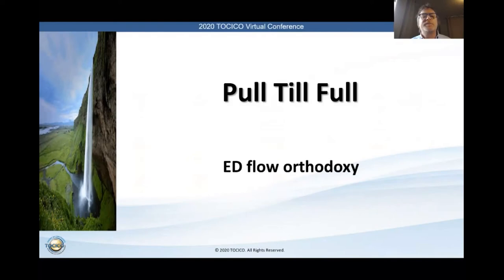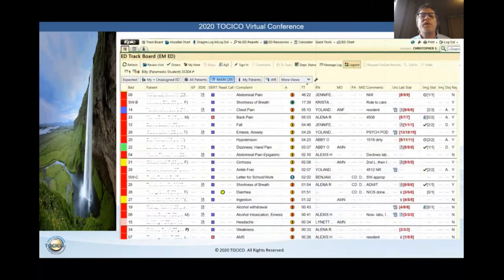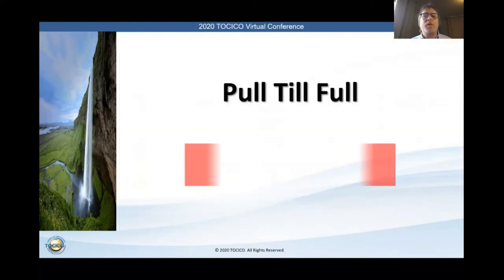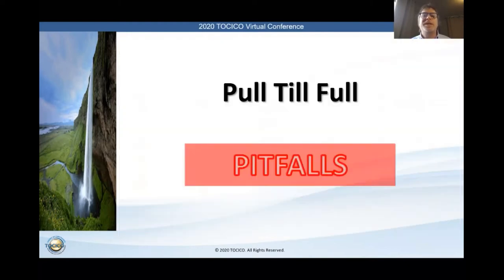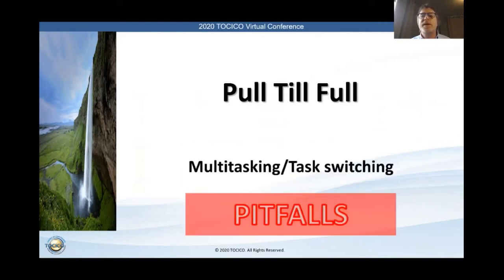But what often happens? When we pull-till-full, we can end up with a bunch of red on the board, and that's a problem. Pull-till-full can overwhelm the department by releasing too much new product into the system. It forces the constraint to multitask and task switch, which impedes the constraint's flow and also puts patients at risk because we make mistakes when we multitask and task switch. As it turns out, emergency physicians are nowhere near as good at multitasking as we think we are.